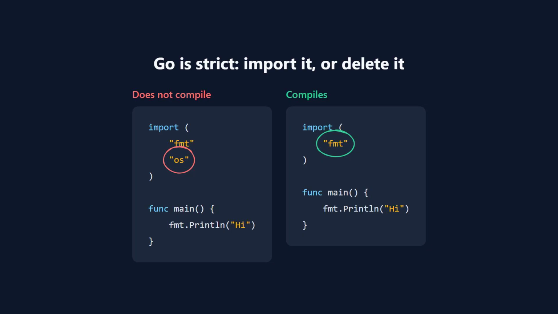One honest note about the runner in this course. It is an interpreter, and it lets an unused import slide. The real Go build command on your own machine will not.